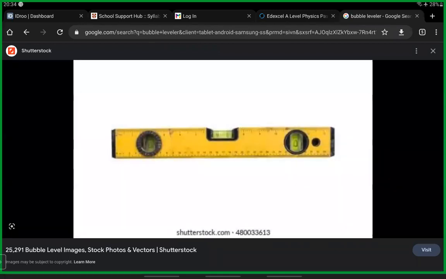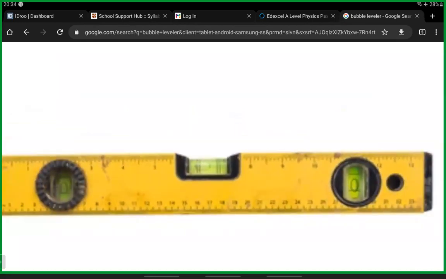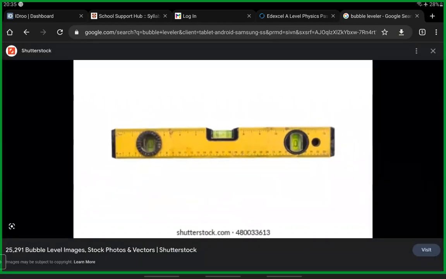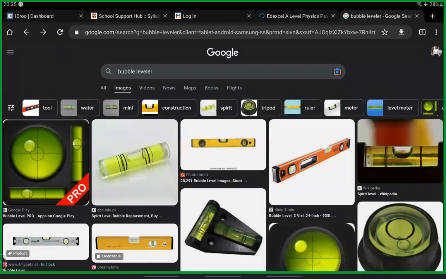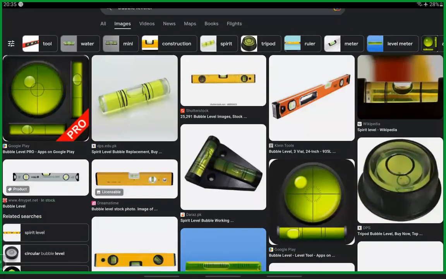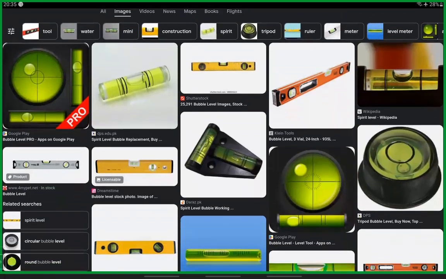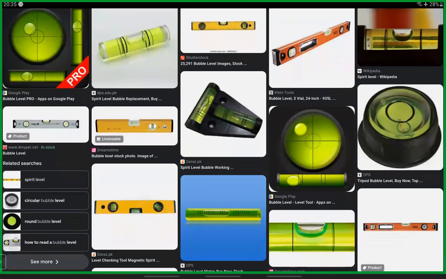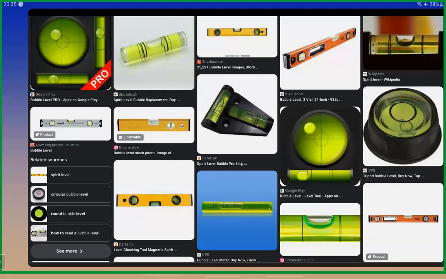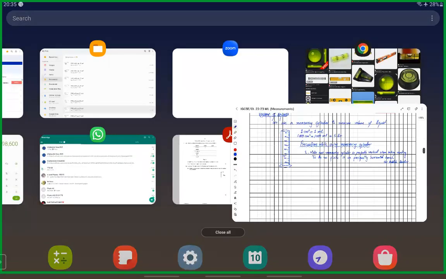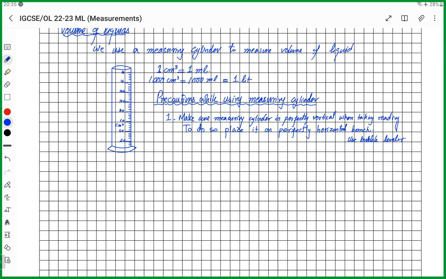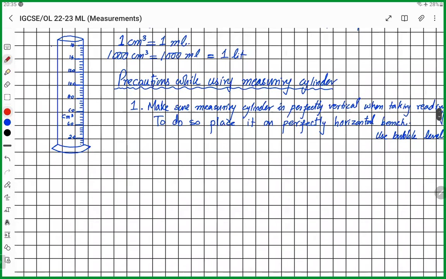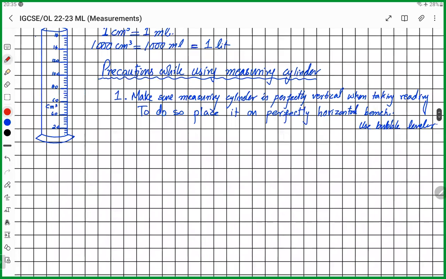Okay. So there is a bubble in the middle, and if that bubble is in between these two double lines, then it means that this bubble leveler is horizontal. And if it is placed on a bench, that bench is also horizontal. So these kinds of devices are used to check the horizontality or the verticality of something. Okay, this is the first thing. Make sure the measuring cylinder is always vertical.